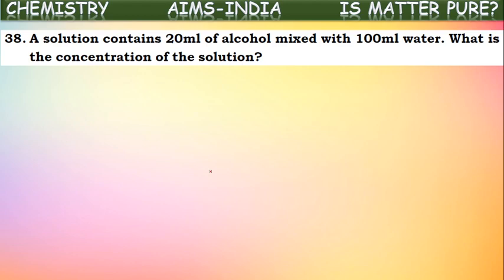Here also they ask to calculate the concentration. But see, this time the volume of the alcohol and the volume of the water are given. Both are given as volumes. If volume is given, then concentration can be calculated by the formula: concentration of the solution is equal to volume of the solute by volume of the solution into 100. So what is the solute and what is the solvent? The one with the smaller quantity is the solute, the one with the larger quantity is the solvent. So alcohol is the solute, water is the solvent.